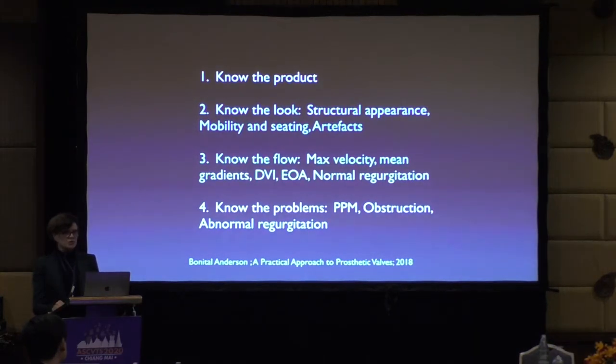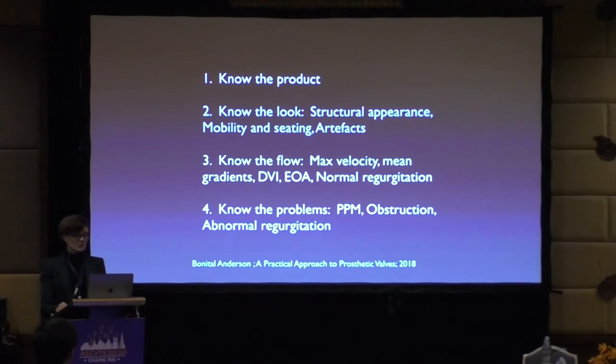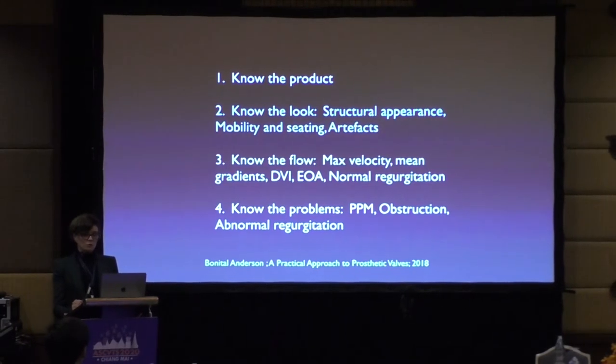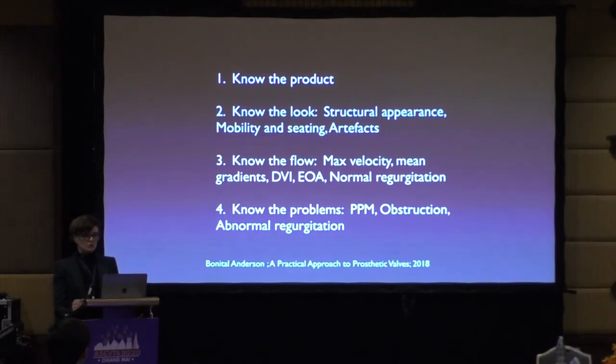When we do an echo of a prosthesis, there are a number of things that we need to know. If we are armed with knowledge, we can do a much better job. We need to know the product. We need to know the look. We need to know how it should appear and whether or not it's looking normal. We need to know about artifacts because they can really mislead us. We need to know about flow, maximal velocities, mean gradients, DVIs, and effective orifice areas. And what's normal regurgitation? If we don't know what looks normal, we can't tell if it's abnormal. And we also need to have some knowledge of what problems you can have with a prosthesis. So you can have patient prosthesis mismatch, obstruction, and abnormal regurgitation.